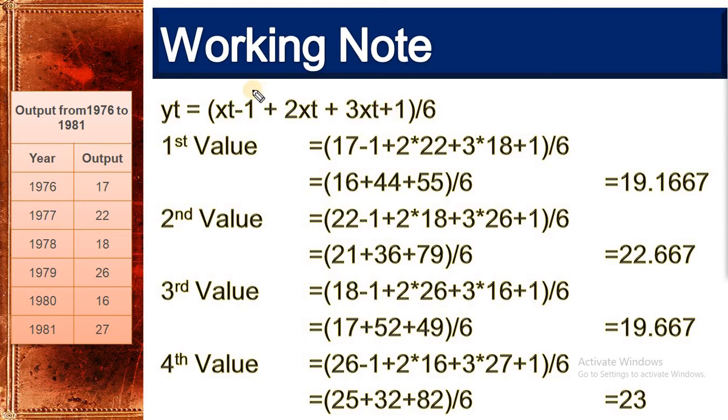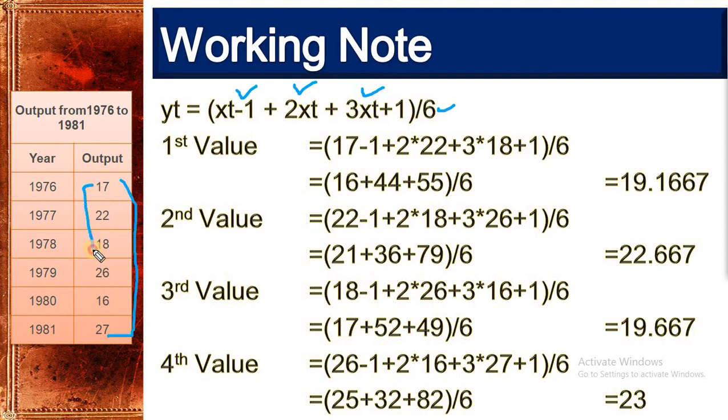Here I told you I am going to consider the 3-point moving average method. So first value, second value and third value. Since here I have 6 values in the data set, I am going to consider n as 6. So to obtain the first value, I will apply this formula.